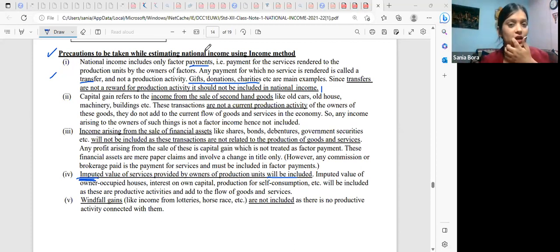My father drives the car. In case I have a driver, I have to pay him, and that is basically the salary. But if my father is driving, taking me to the office and to the school, that is imputed service. I am not paying him, right? So that will also be included. Clear?